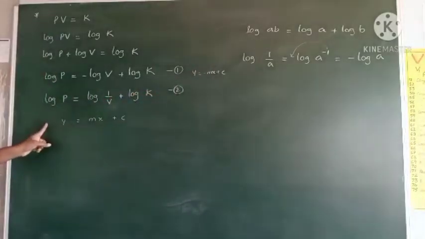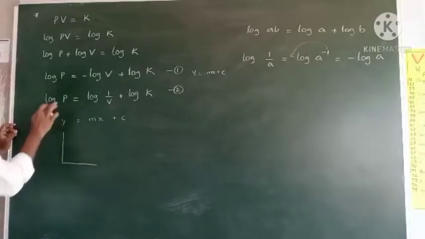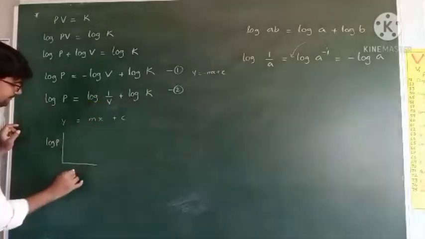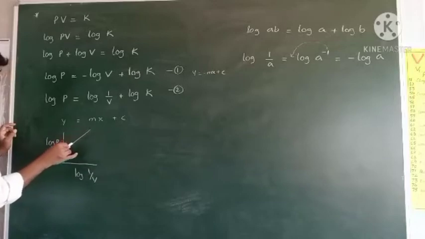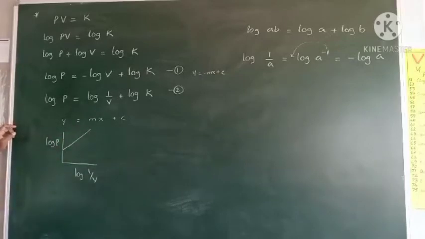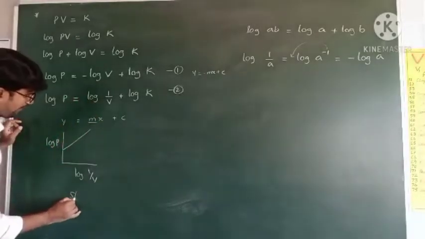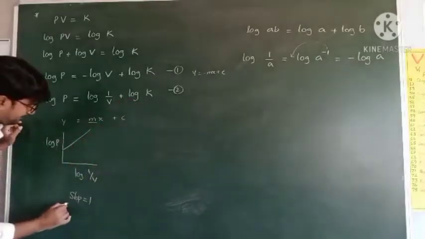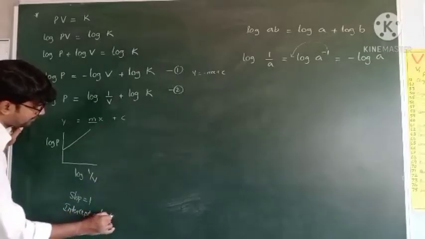For this one, first I will draw the graph. On the y-axis, log P, and on the x-axis, log 1 by V. What type of graph did you expect? This is the graph. In this case, the slope m is 1, since there is no value written, and the intercept c is log K.